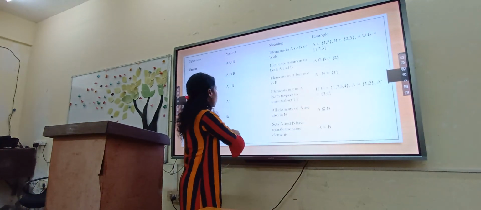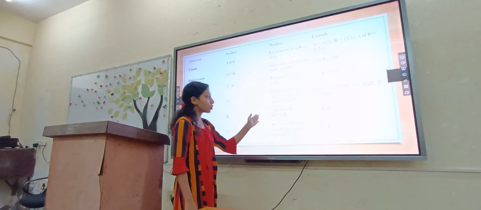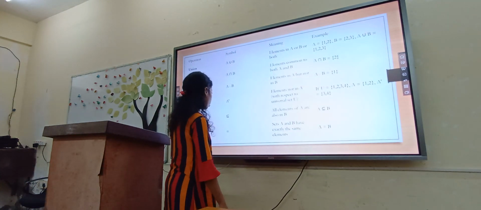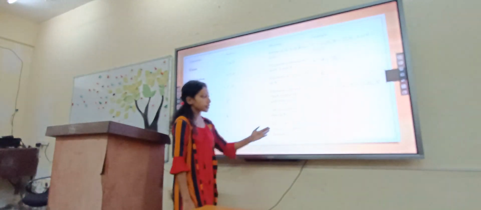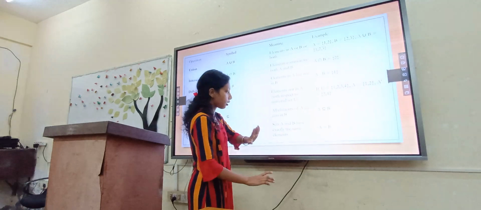Then subset, this is the symbol: all elements of A are also in B. Then equality: sets A and B have exactly the same elements. A equals B, so set A and set B are equal.